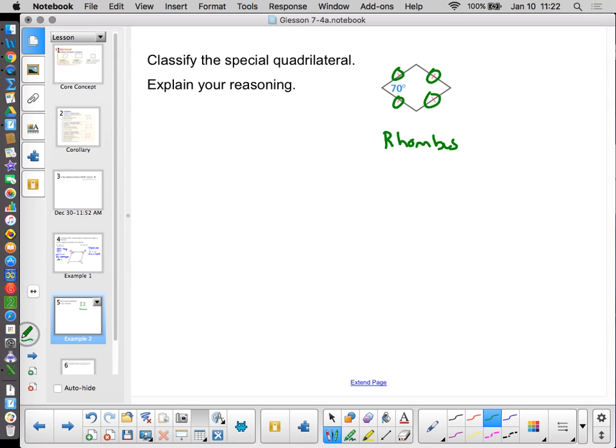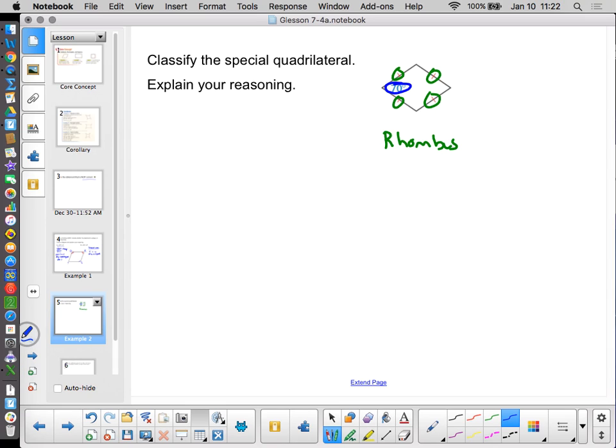So we know it's a parallelogram, obviously. We know it's got all four sides congruent. That makes it a rhombus. But is it a square? And the answer is no, it's not a square, because this angle is not a right angle. A square is a rhombus that has four right angles.